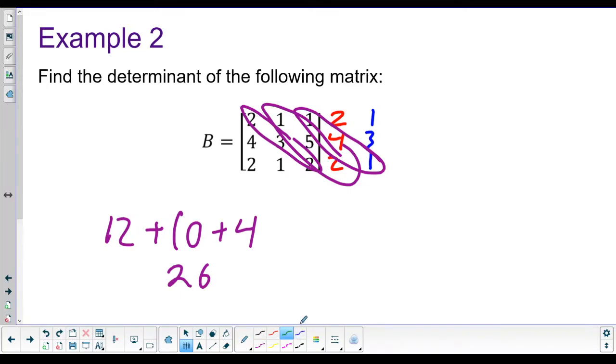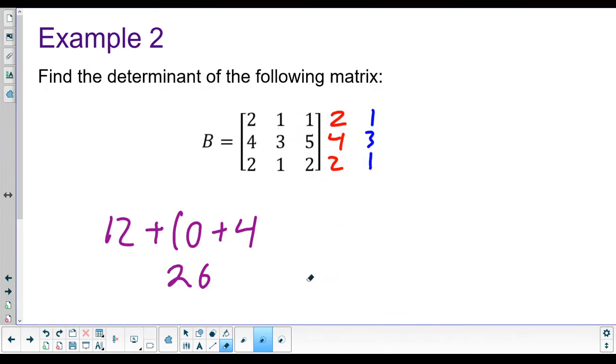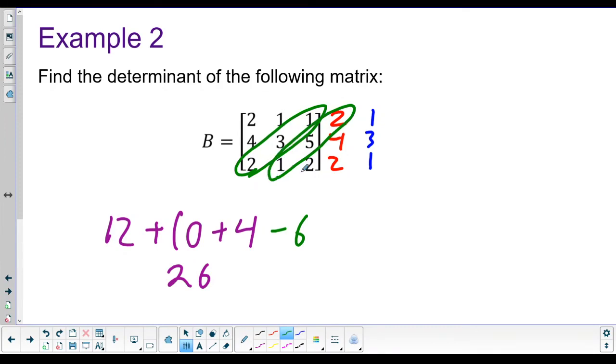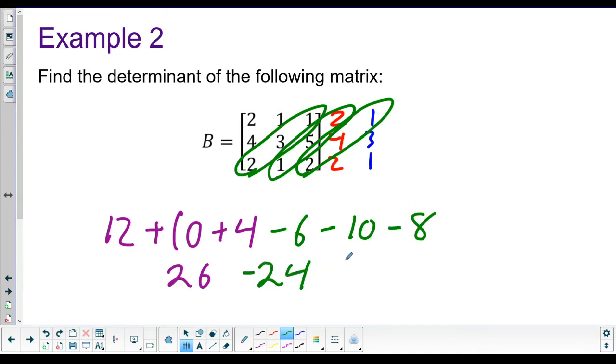All right. Now we do the diagonals the other direction. I'm going to erase my circling here so that we can see stuff. Let's do it in a different color. Let's do green. So now we're going to do the diagonals in this direction, and we're going to subtract each of them. So 2 times 3 is 6, times 1 is 6, so minus 6. 1 times 5 times 2 is 10, so minus 10. And then 2 times 4 times 1 is 8, so minus 8. So this is negative 16 minus 8 more is negative 24. And 26 minus 24 is 2.